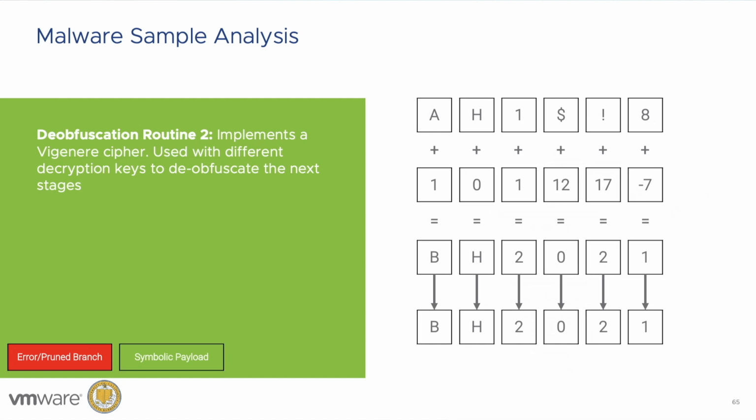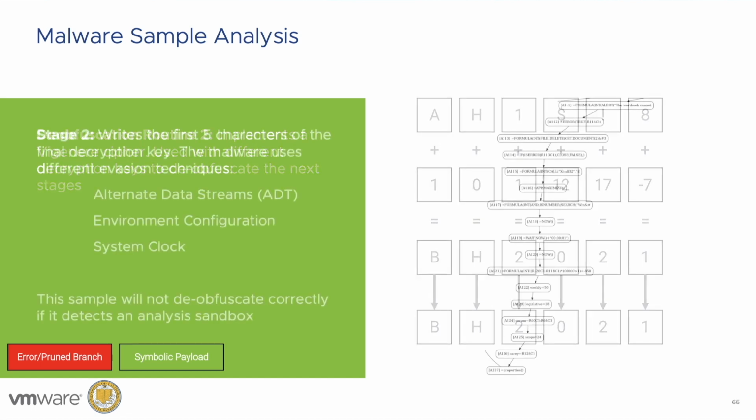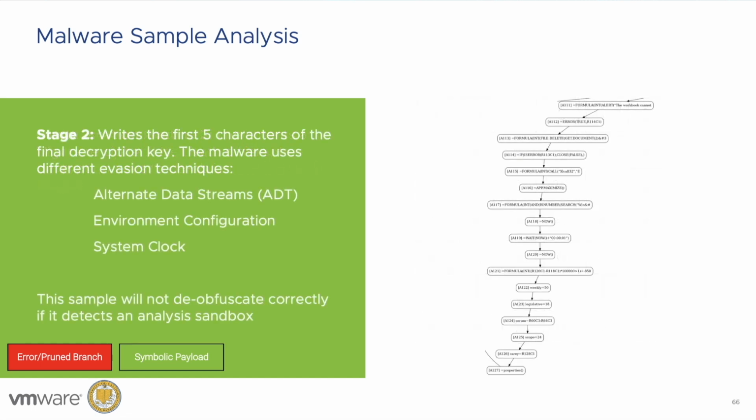The Vigenère cipher will start from the obfuscated version of the payload, shift it considering the decryption key, and finally generate the deobfuscated payload. So after the deobfuscation, we will execute stage 2, which will write 5 characters of the final decryption key, and these characters are generated using different evasion techniques. For example, the malware will check for alternate data streams, or ADSs.